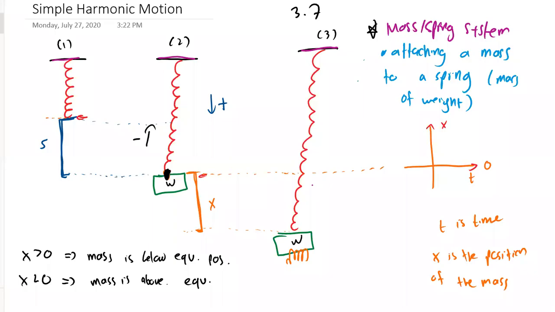Hello, class. So in this video, we're continuing on, or I guess starting, section 3.7, because in the previous video I was talking about the exam. So what are we going to do in section 3.7? Well, we're going to talk about this topic, which is called simple harmonic motion.